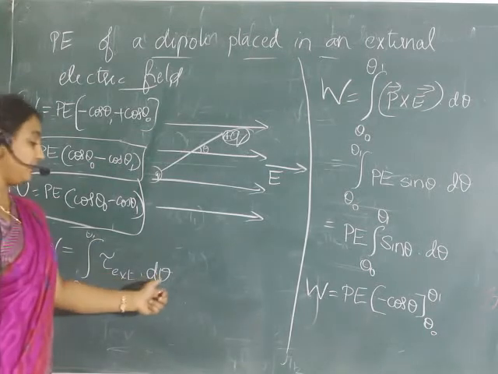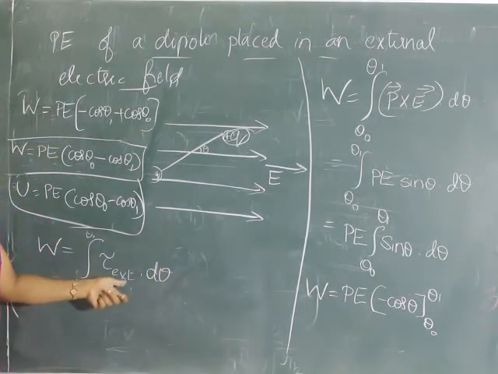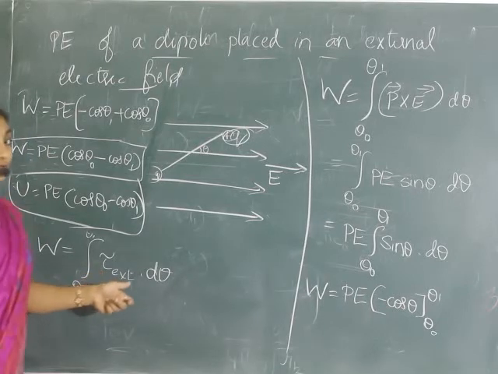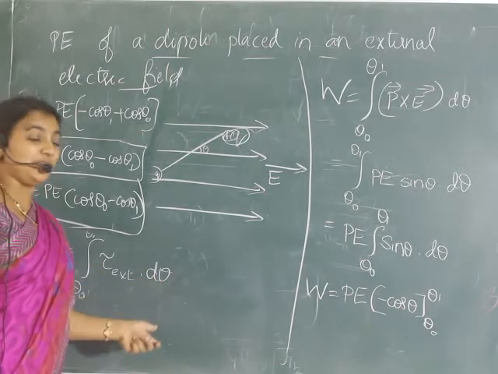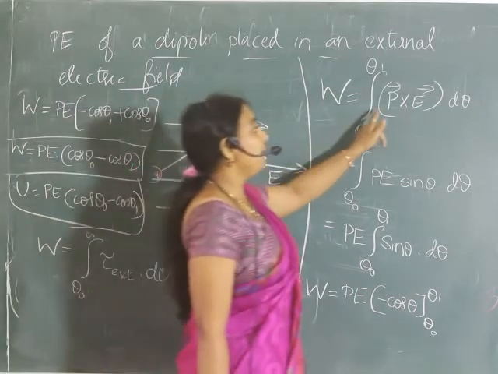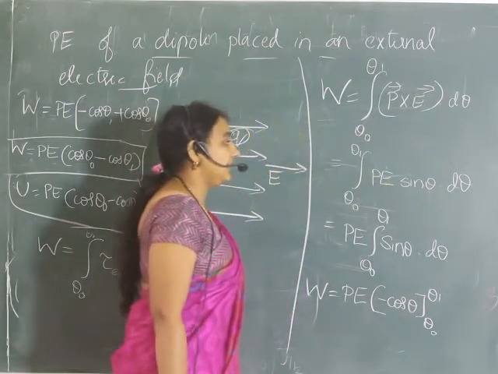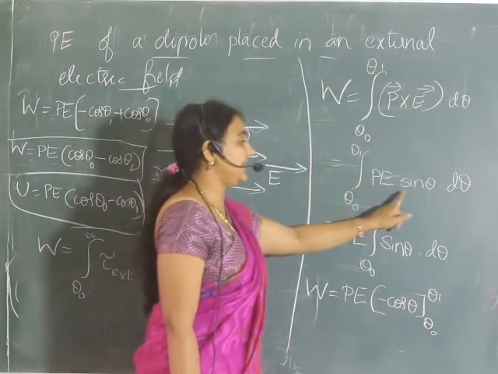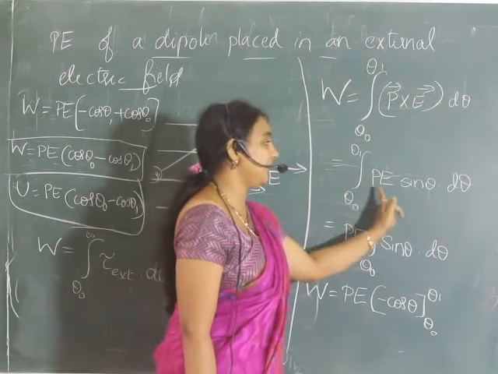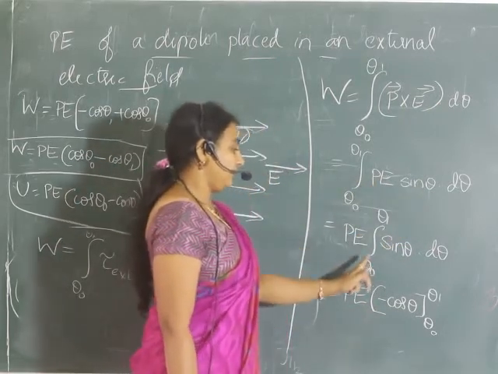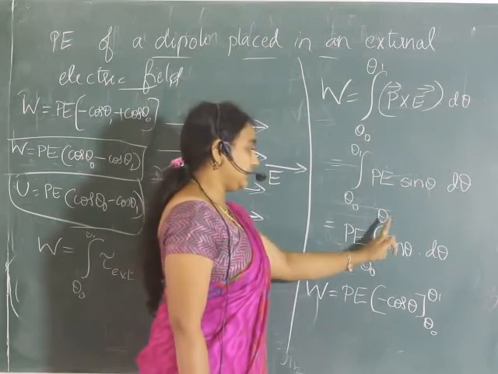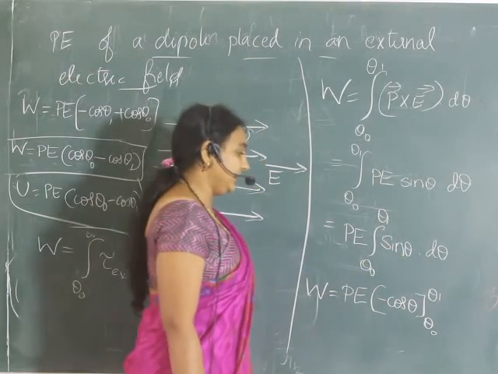tau external into d theta. But tau external is nothing but what? It is nothing but tau itself, because we have to neutralize by giving equal and opposite torque. Therefore, I can say P cross E into d theta, theta naught, PE sin theta, because P cross E is nothing but PE sin theta. Therefore, I can say theta naught to theta 1 sin theta into d theta.